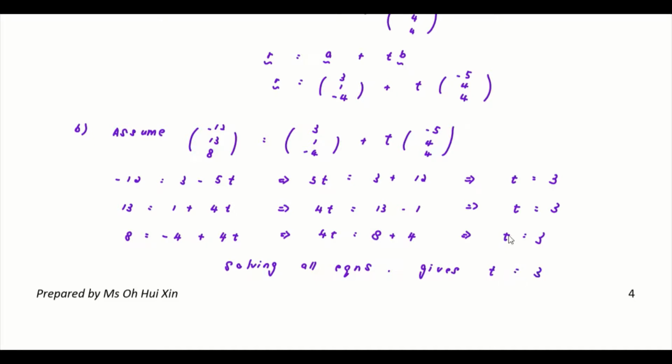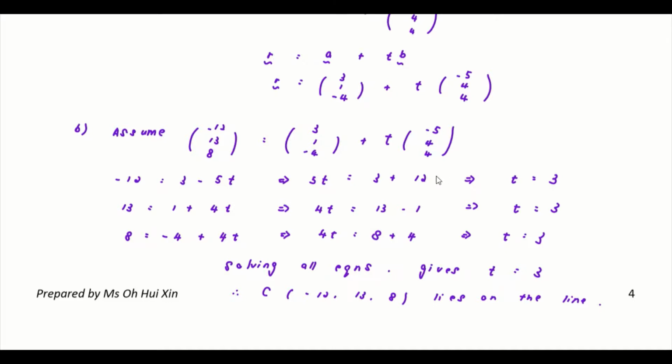So from here, if t is the same, which means the three equations are consistent, right? That's why the point negative 12, 13, and 8 lies on the line. If, let's say, when you solve it you get one number that is different, then it's not on the line anymore.